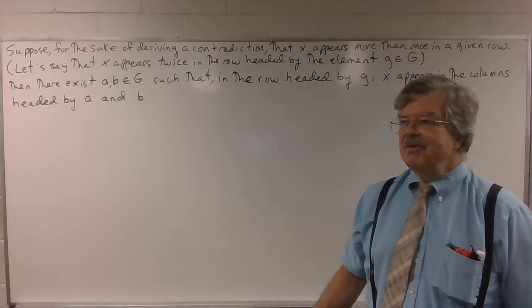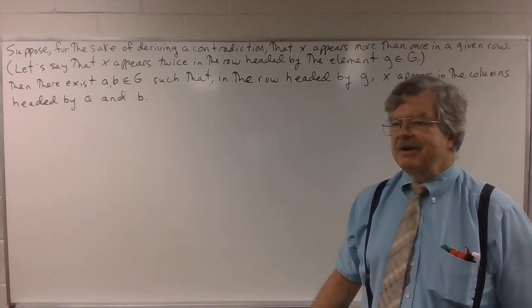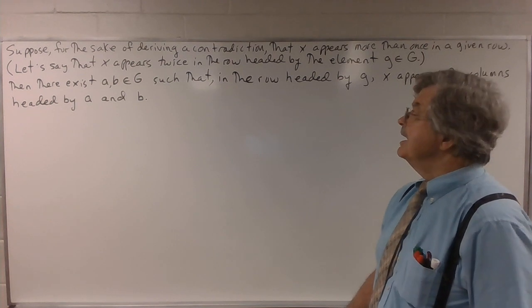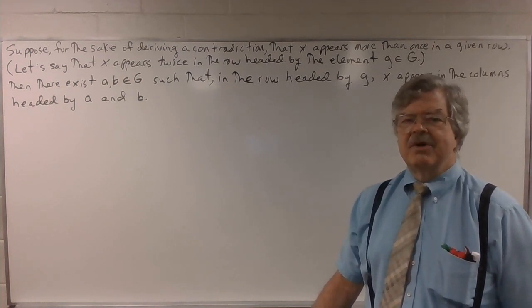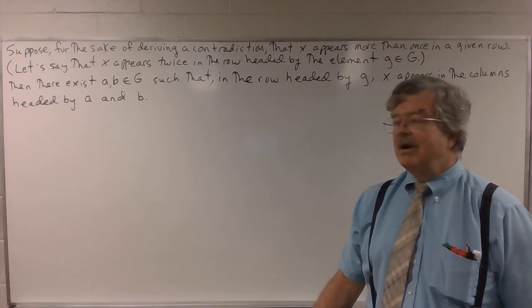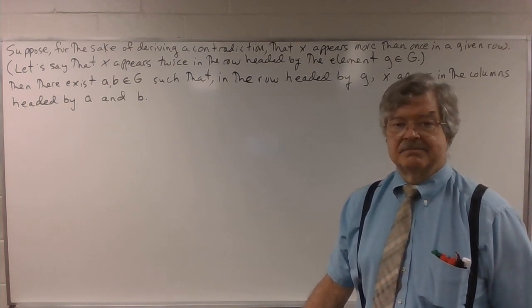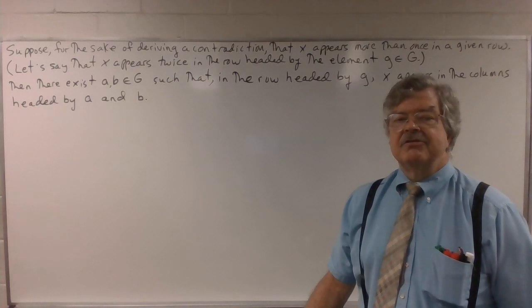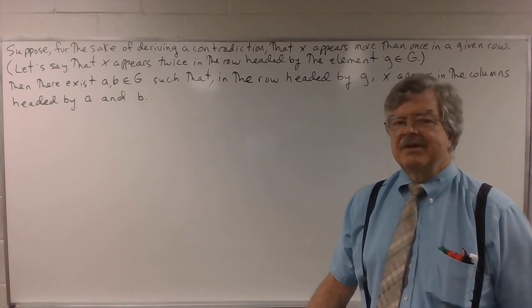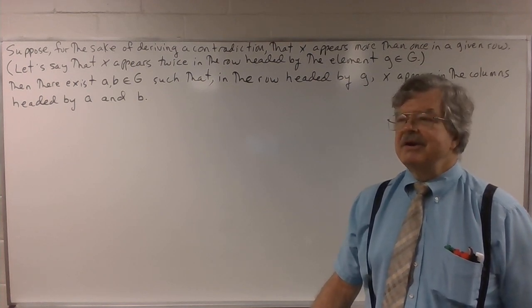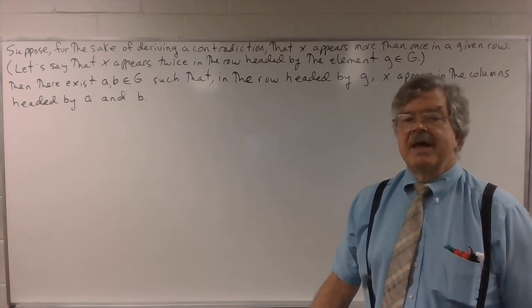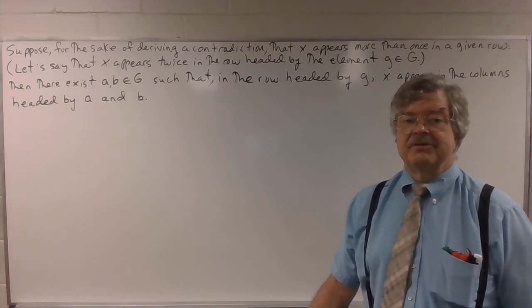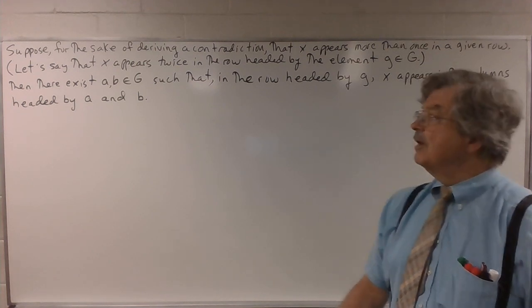Now, if you remember, we're trying to show that in a group, an element X cannot appear in any row or any column more than once. And so we're going to prove the case that X cannot appear in any row of a table more than once. And the proof for columns is similar. So here we go.